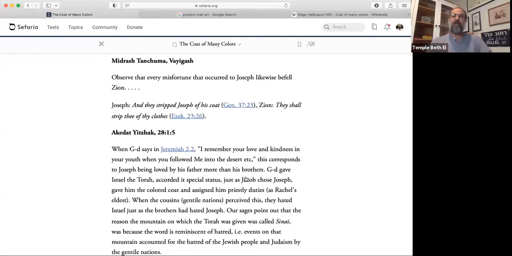This is what the Midrash Tanchuma says: Observe, every misfortune that occurred to Yosef also befell Zion, meaning us. Joseph, they stripped Joseph of his coat. Zion, they shall strip thee of your clothes. And he goes through and points out that each of the things that happens to Joseph with the coat is also something that happens to the Israelites in their biblical history of misfortune and exile.